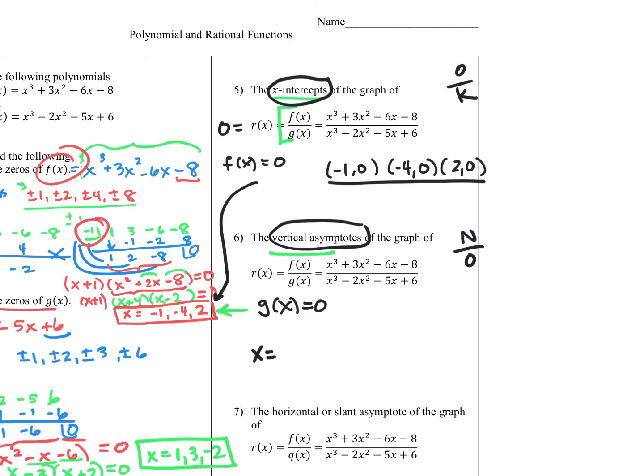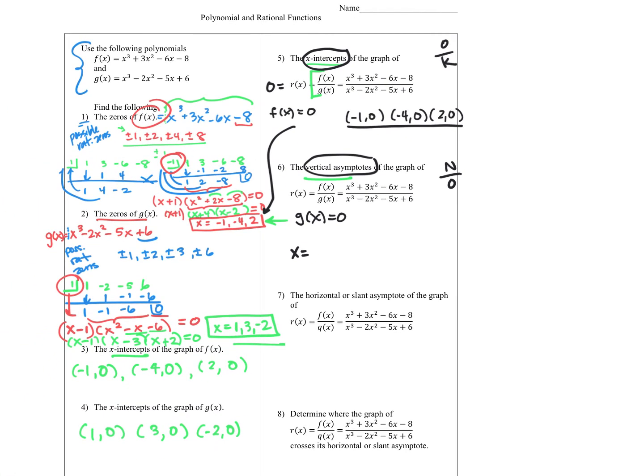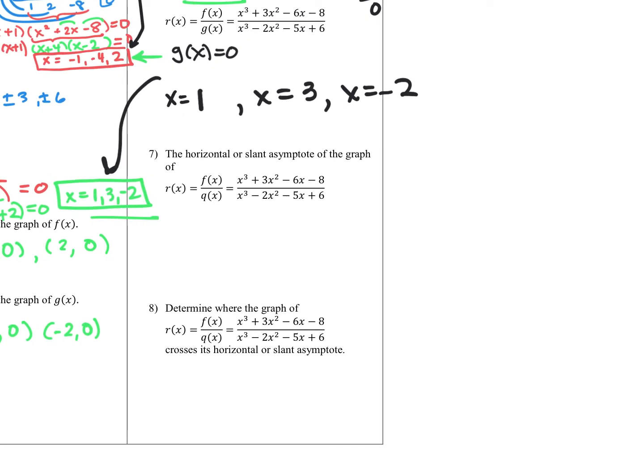So the first one is going to be, if I go back to where g of x is equal to 0, we're going to get x equals 1. And then we're going to get x equals 3 and x equals -2. Those 3 lines are our vertical asymptotes. For number 7, it wants to know if we have a horizontal or a slant. Well, the degrees are the same here. And remember that these asymptotes tell us about the end behavior. So if we look at the biggest degree, that's going to be telling us what's going on in the end.